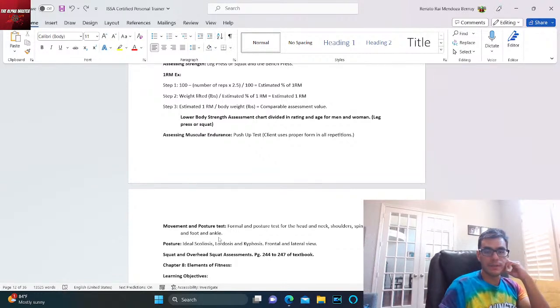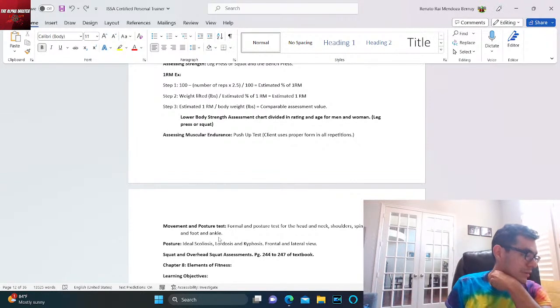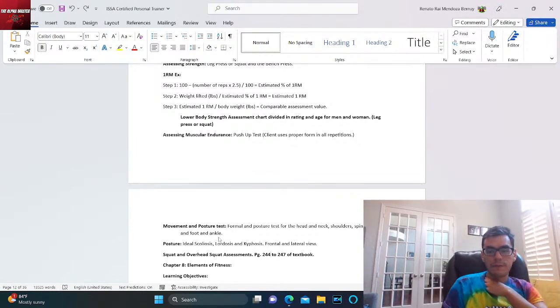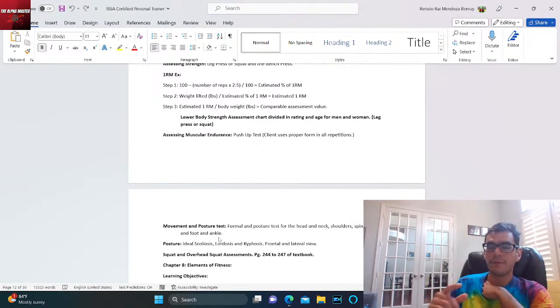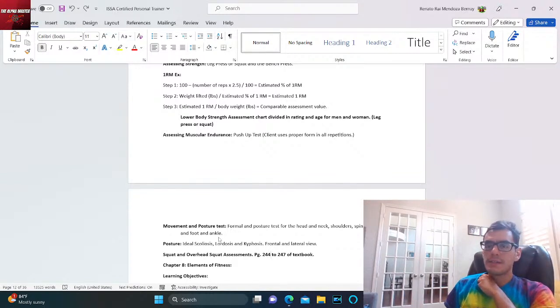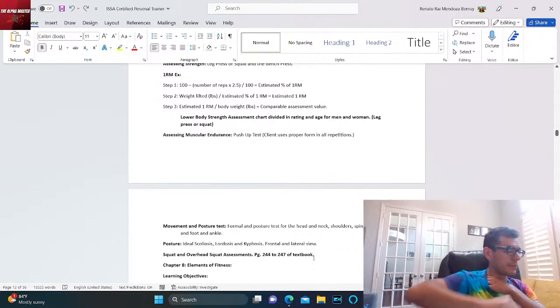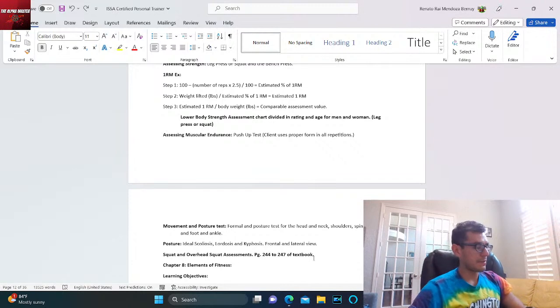And finally, you have the squat and overhead squat assessments, from page 244 to page 247 of the textbook. You also have, in the quiz notes, one very detailed chapter that pretty much goes over the squat and overhead squat assessments. And that was it for chapter 7.